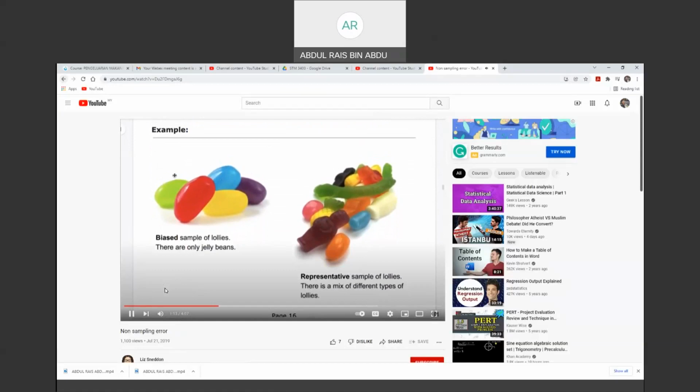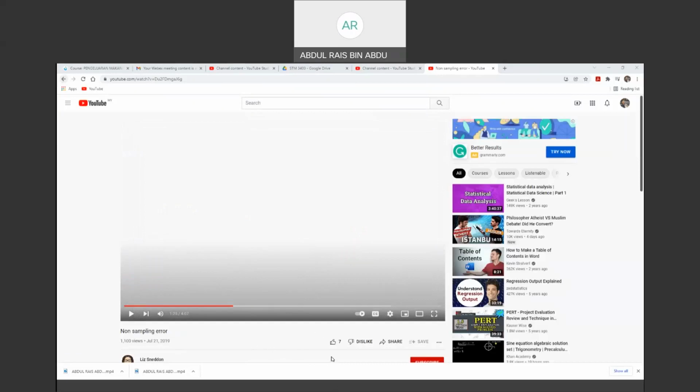A biased selection means they're all jelly beans, okay? They're all similar in some way. Whereas representative means there's a mixture of different lolly types, different colors, different sizes, different flavors. Okay, this lollipop example, these jelly beans, is an example in data acquisition.